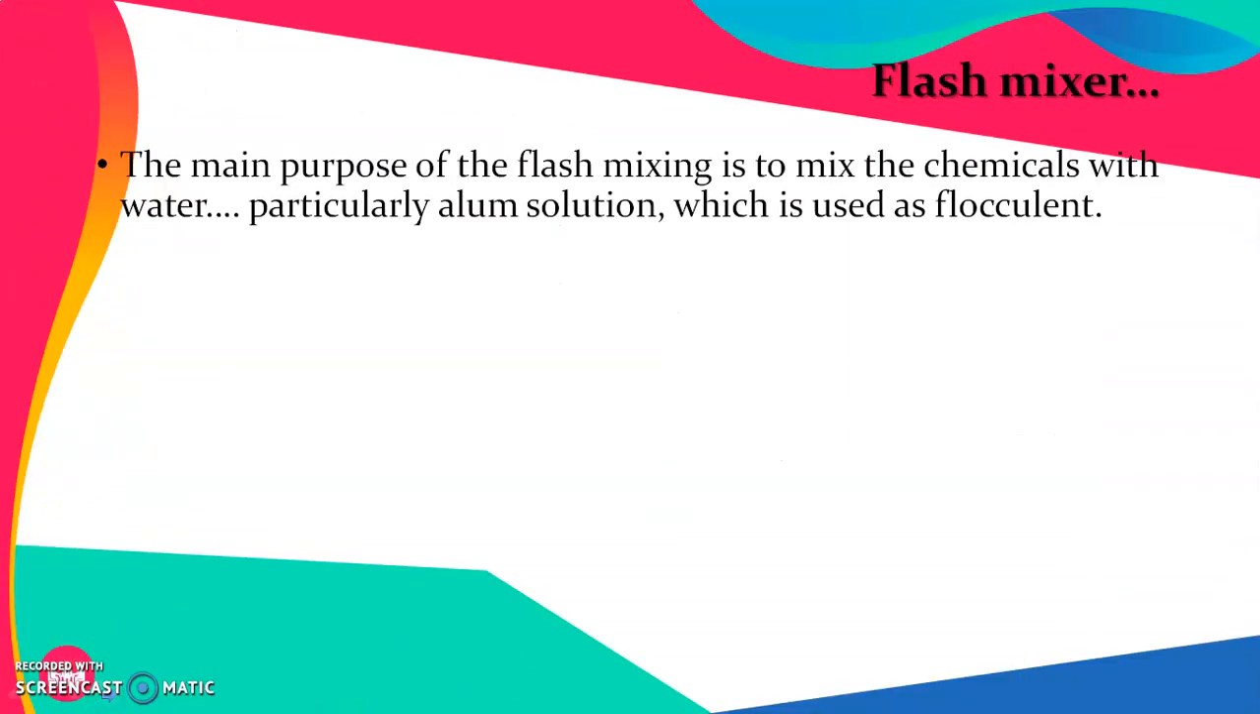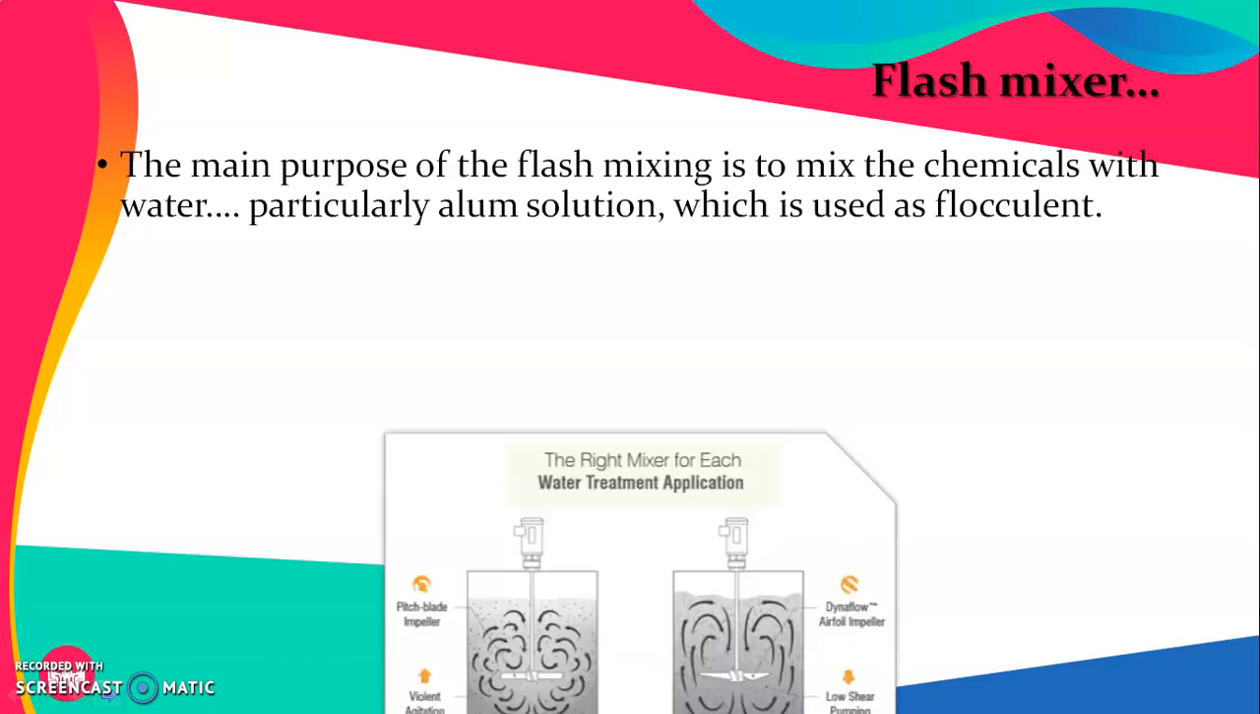So let's start understanding this from the basics of flash mixer. The main purpose of the flash mixing is to mix the chemicals with water. These chemicals are popularly known as flocculant. The flocculants are used to improve the settleability of fine particles which are very difficult to settle otherwise, particularly the alum solution which is used as flocculant. Now the alum solution, as we are aware, is the most commonly used flocculant in water treatment.